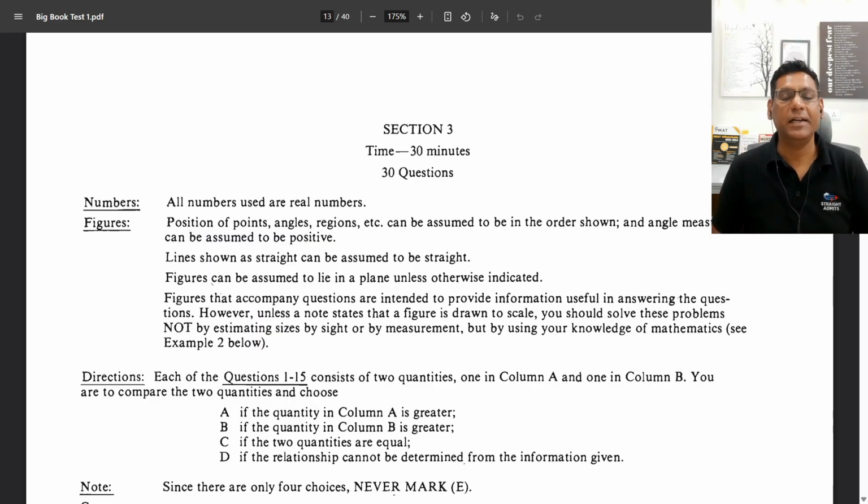So with that intent, I am solving these tests here. This is the first video in the series. We are going to look at Big Book Test 1. In each test, there are two sections of quant. We are going to take the first section of quant. In all, in this series, there will be exactly 54 videos. So this is the first video. Now you will see that it's section 3, 30 minutes, 30 questions. So without much ado, we are going to get into that.